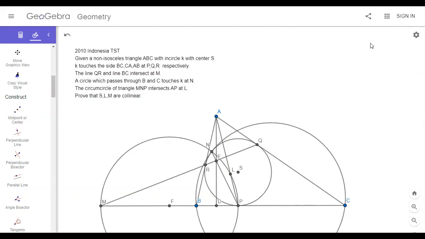Yeah, I think the problem is solved. Since M lies on the polar of A, exactly, M lies on the polar of A, so A lies on the polar of M. And so I think that should solve it. We have MS is perpendicular to AP and also ML, and we know ML is perpendicular.